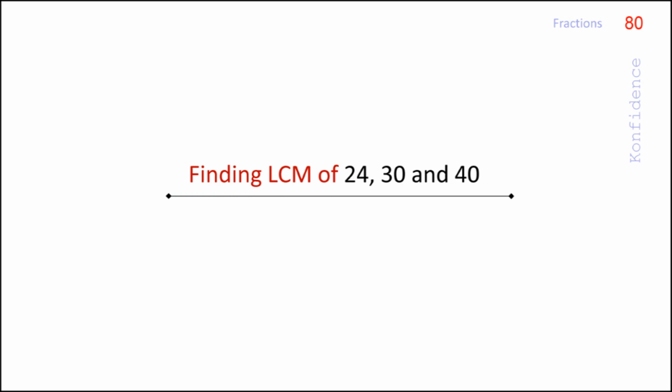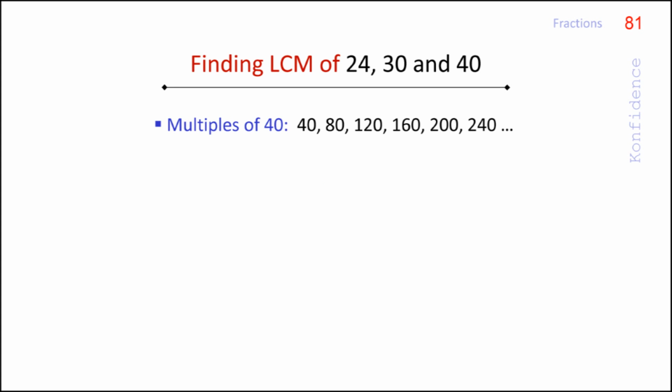Let us look at one more example of finding the LCM of three numbers. The numbers we are looking at are 24, 30, and 40. The LCM of the three numbers should be a multiple of all the three. The best approach is to look at multiples of the biggest number and see if those multiples are multiples of the smaller numbers as well. The biggest number is 40. 40 into 1, 40. 40 is not a multiple of 24 or 30.